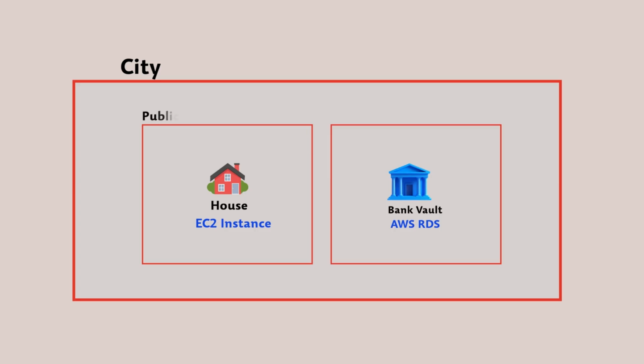Let's assume we have a city, and in that city, we have neighborhoods. Okay, we have the colonies. In colonies, somewhere we have the houses and somewhere we have the bank vaults. Where our houses are present, we can consider as a public neighborhood, and where the bank vaults are present, where the bank location is, we can consider as a private neighborhood. So assume a city as a VPC.